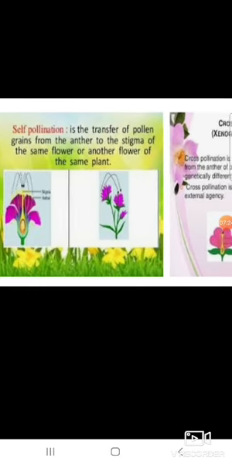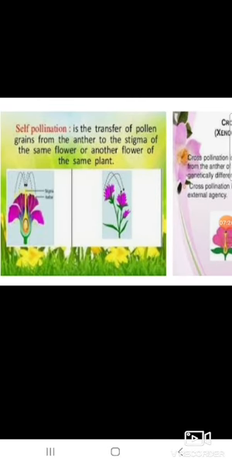Pollen grains transfer from the anther to the stigma of the same flower or to another flower of the same plant. So self pollination is the transfer of pollen grains from the anther to the stigma of the same flower or another flower of the same plant. This is called self pollination.